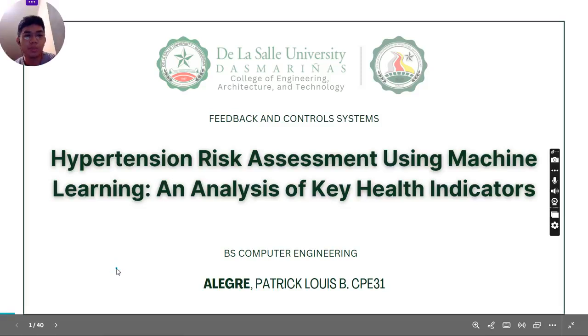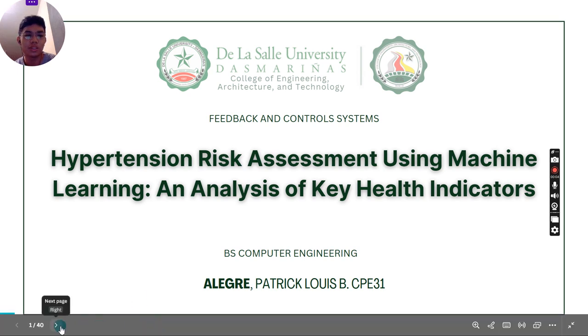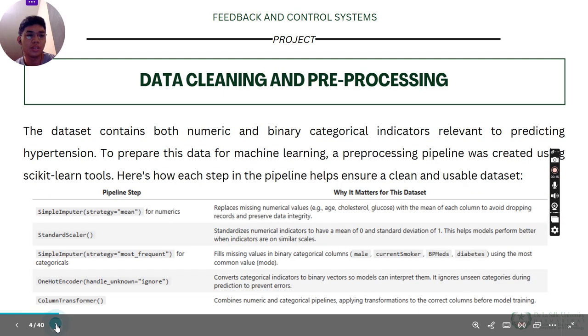Present my project, Hypertension Risk Assessment Using Machine Learning and Analysis of Key Health Indicators. So, my objective is to predict the risk of hypertension in individuals based on various health-related indicators. So first, I performed data cleaning and pre-processing.